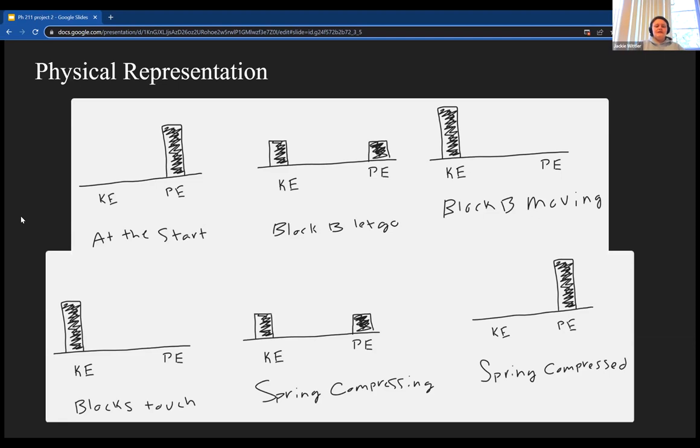So at the beginning, we can see that there is all potential energy and no kinetic energy. That is because the block has not started moving yet, and it's just waiting to be let go.